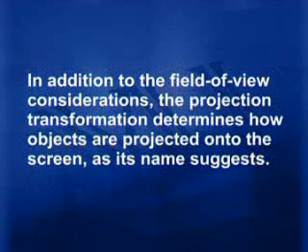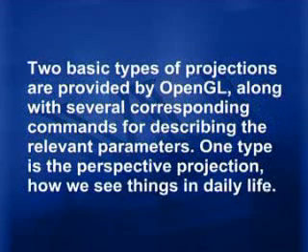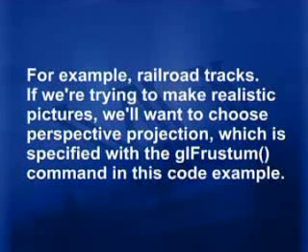In addition to the field of view considerations, the projection transformation determines how objects are projected onto the screen, as its name suggests. Two basic types of projections are provided by OpenGL, along with several corresponding commands for describing the relevant parameters. One type is the perspective projection, how we see things in our daily life. We have talked about perspective projection being more natural.